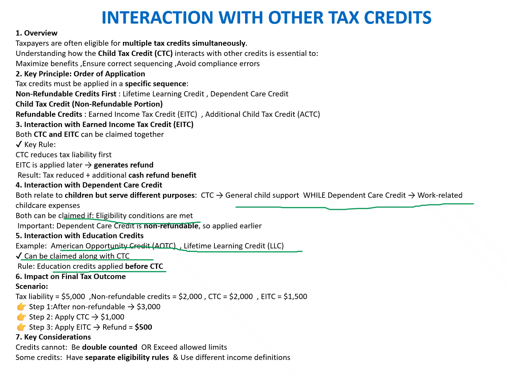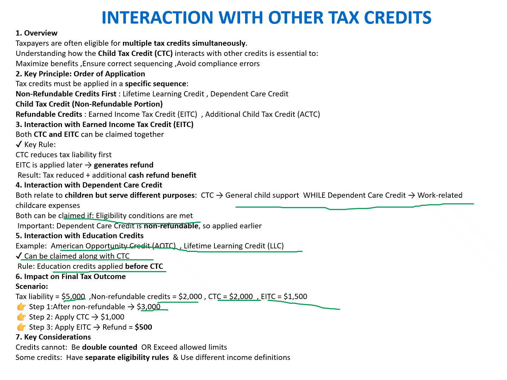Impact on the final tax outcome. So the tax liability, for example, is 5,000. The non-refundable credit is 2,000. CTC is 2,000. EITC is 1,500. So how should we apply them? First we'll apply the non-refundable credit. So out of the tax liability of 5,000, we'll reduce 2,000 as a non-refundable tax credit to get 3,000 as the final tax payable.